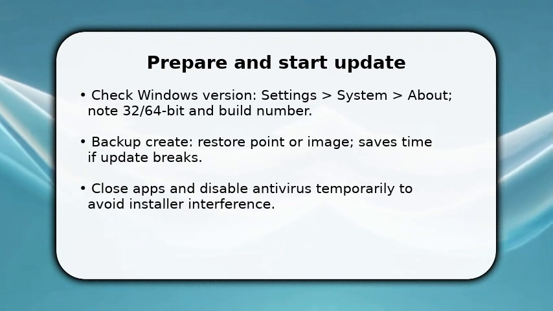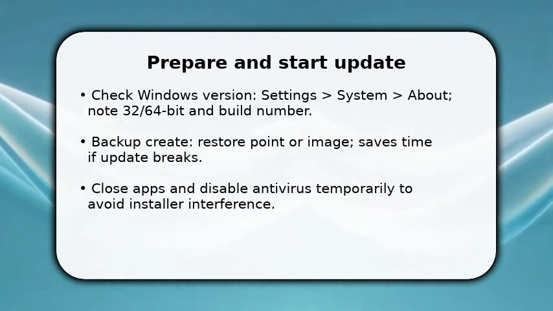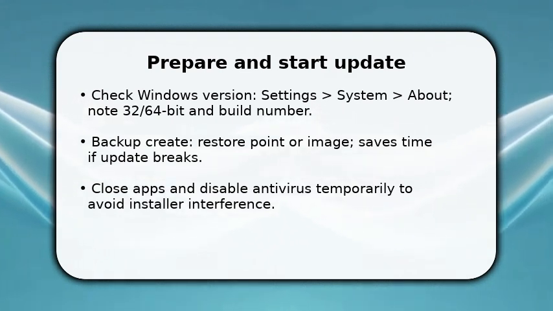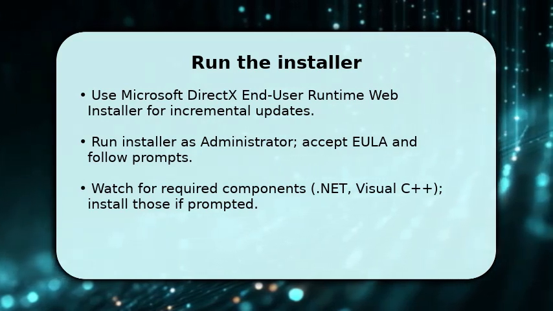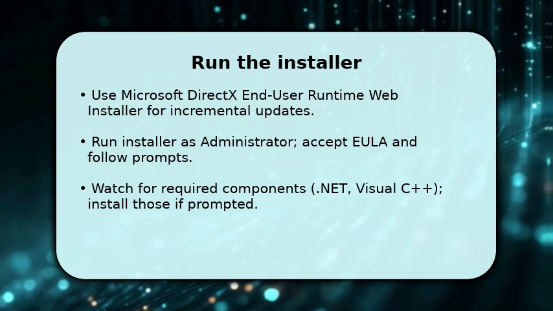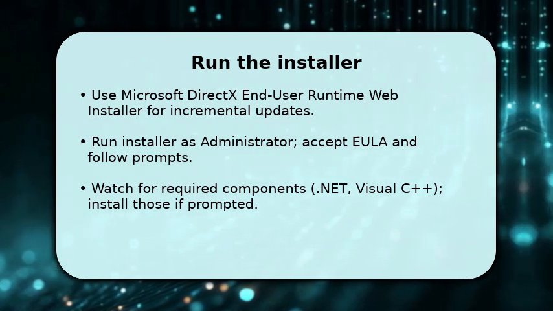You run the DirectX installer next. Choose the Microsoft End-User Runtime Web Installer for up-to-date incremental fixes. Right-click and run as administrator, accept the license, and follow prompts. This ensures system files update correctly.